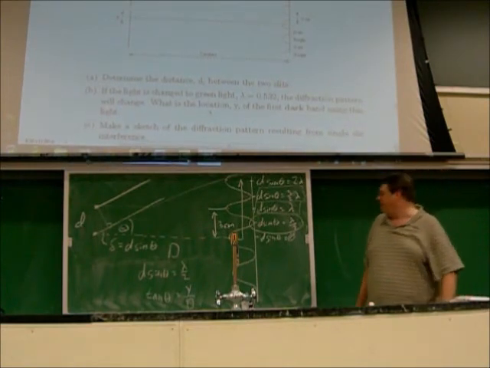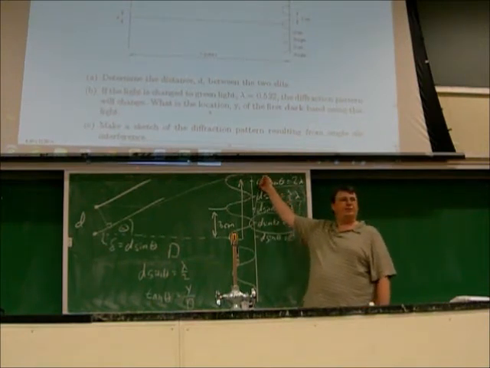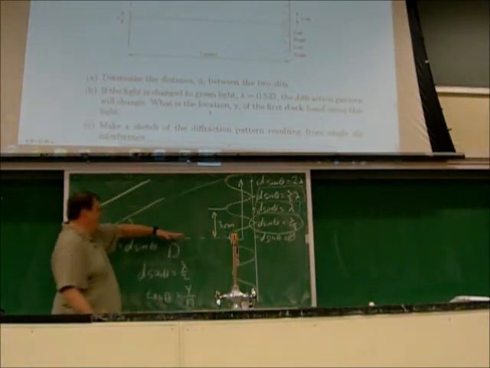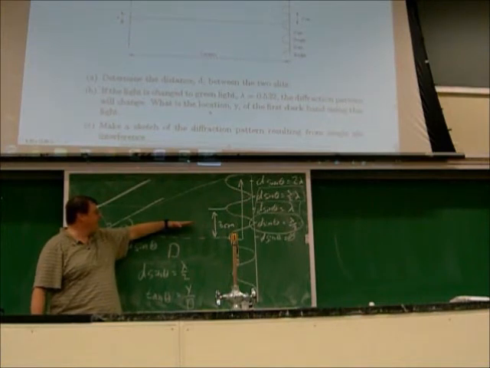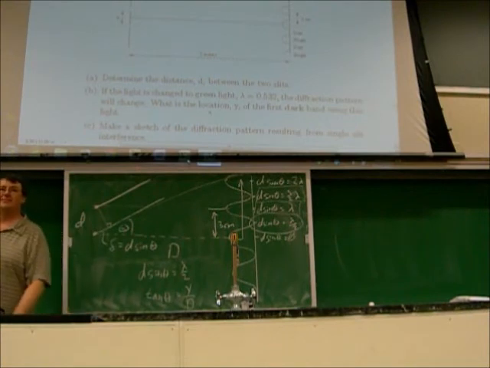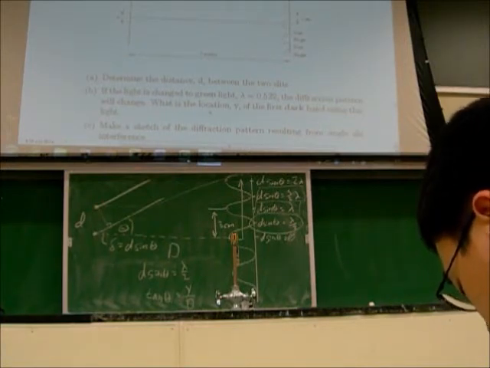You don't then spread out and use the theta of this location as though it was the theta of that location, because it isn't, right? The theta to here is certainly not the theta to there. They're completely different things. So these equations talk about one feature simultaneously. One relates the theta to the y, the other one relates the theta to the lambda. And that's it. So what else do they ask? Make a sketch resulting from single slit. Okay?